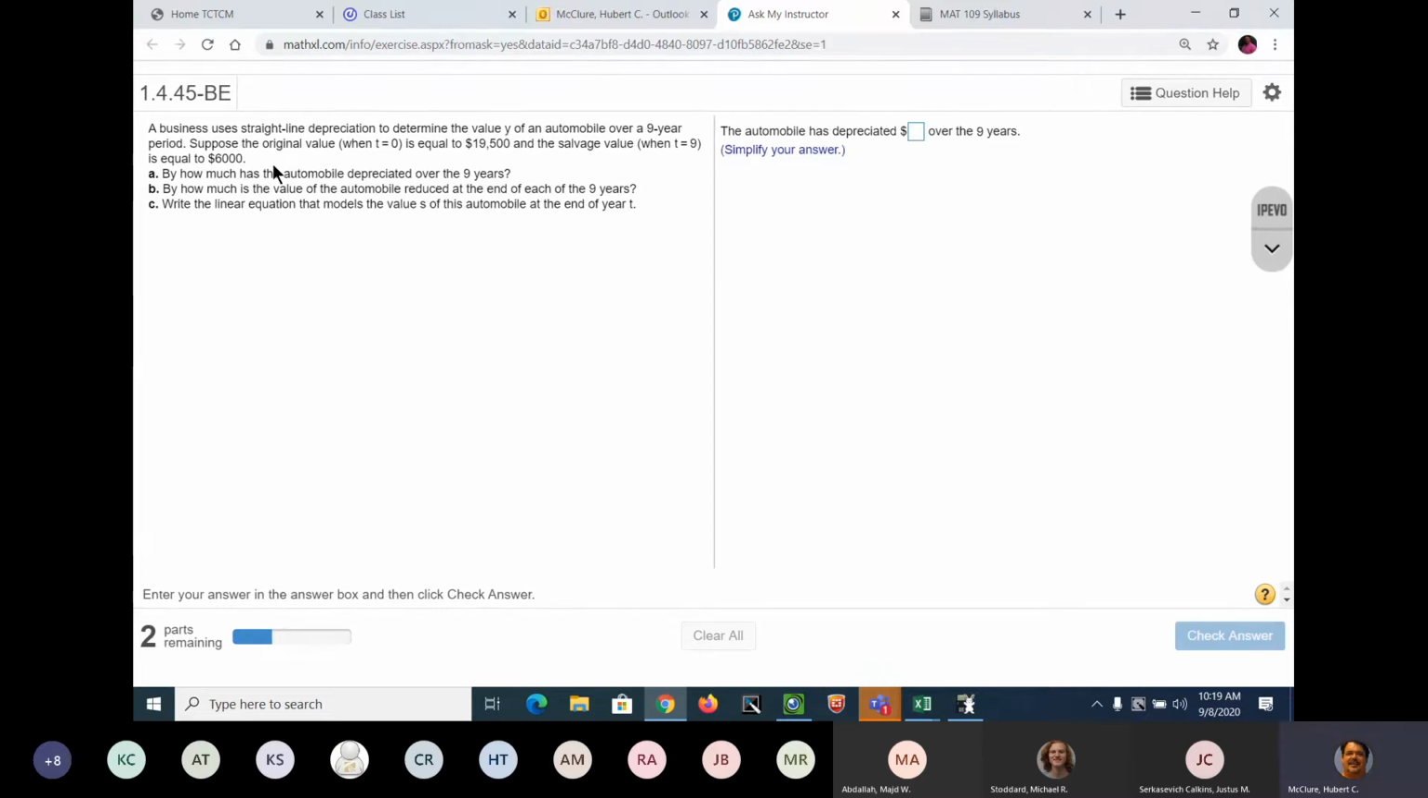Draw a picture. They give you 2 points here. You got to read that second part. The salvage value when t is equal to 9 is equal to 6,000. So they give you 2 points. Got to read it carefully.